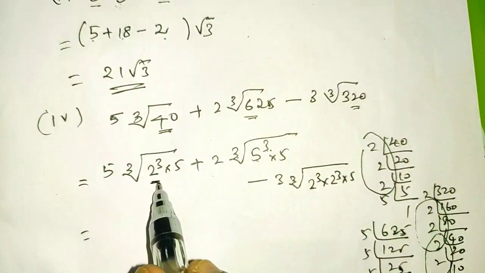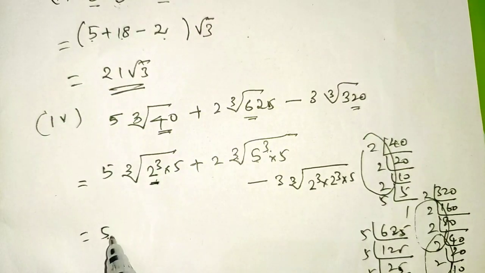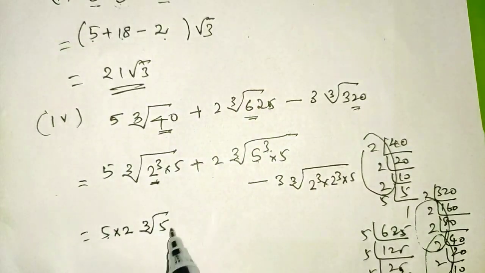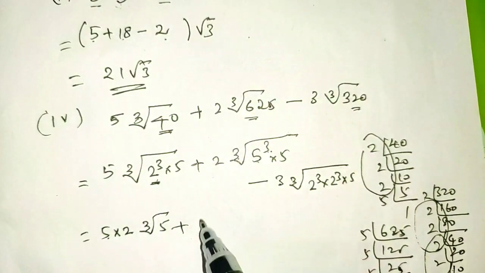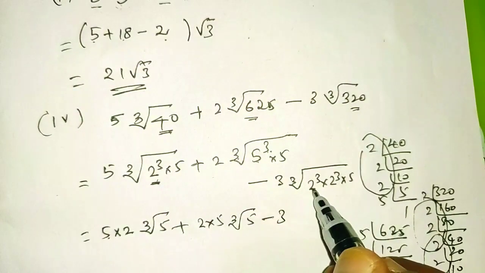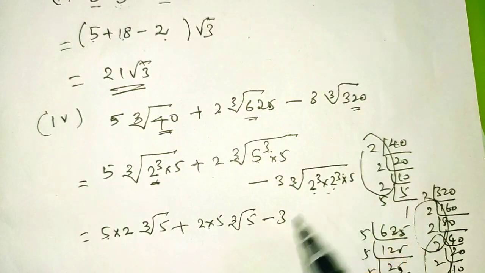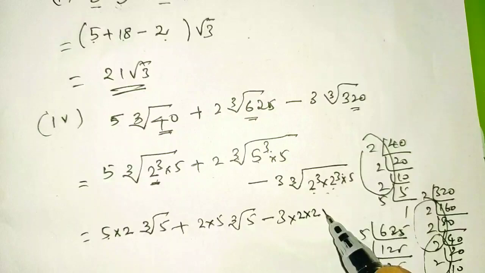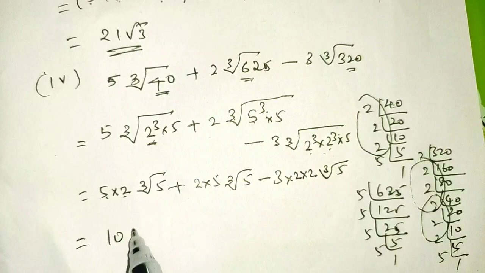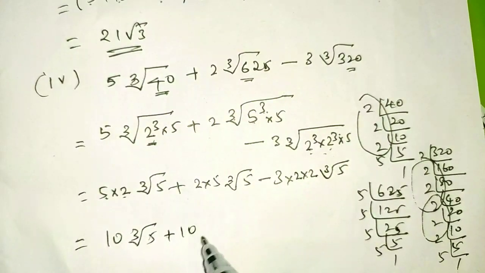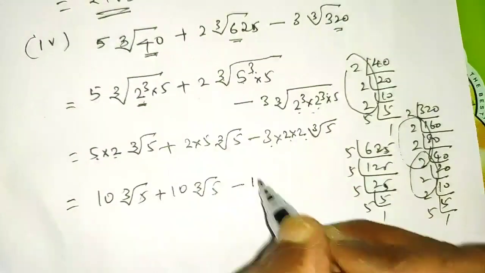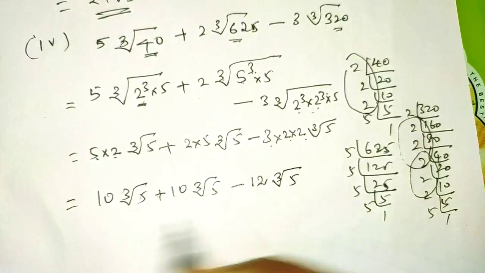Now bring this 2 power 3 as 2. Already we have 5 in the coefficient. So 5 into 2 cube root of 5 plus 5 cube comes out as 5 into cube root of 5 minus 3 into 2 cube, here 2 cube. So 3 into 2 into 2, again cube root of 5. So 5 twos are 10. 10 into cube root of 5 plus 10 into cube root of 5 minus 2 twos are 4. 4 into 3, 12. 12 into cube root of 5.